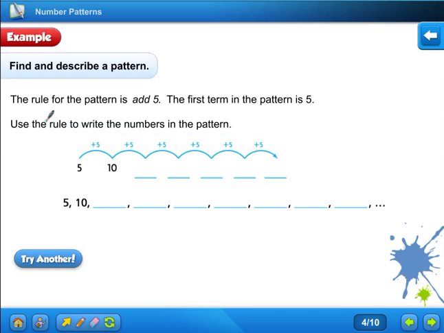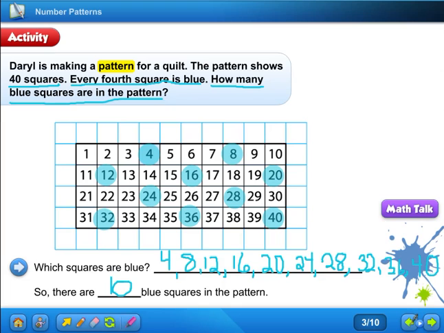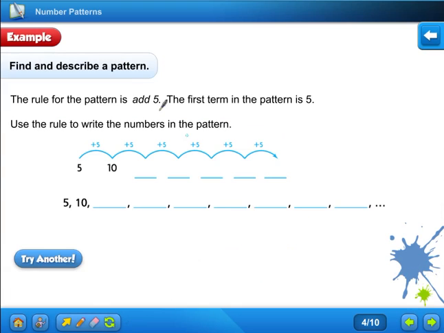All right, let's try one more. That time we drew, it was a picture they drew for us. This time they want us to do it with a kind of like a number line is what it makes me think of. So the rule for the pattern is add 5. The first term in the pattern is 5. Use the rule to write the numbers in the pattern. So the first number was 5. The rule is add 5, and that's what they have right there. And they want us to write the rest.